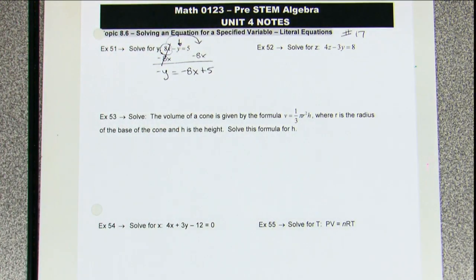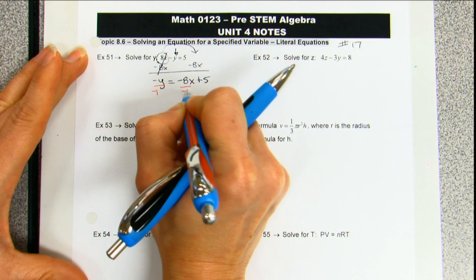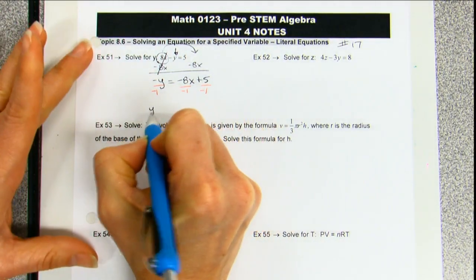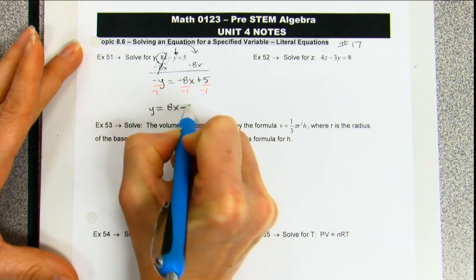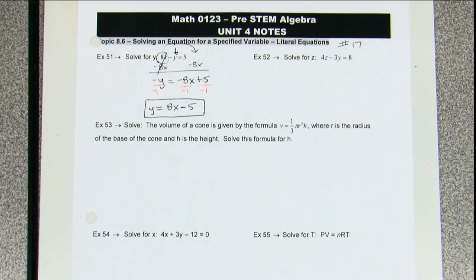Now, y looks like it's by itself, but right now it's a negative because it had a minus sign in front of it. So we want to make that a positive y. So remember, you can fix that by dividing by negative 1. So you get y equals a positive 8x minus 5. So y is equaling that expression of 8x minus 5.